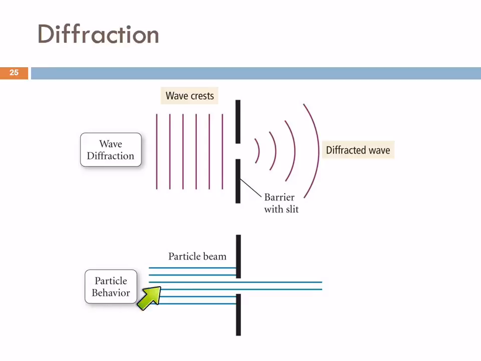Here you're throwing particles at this hole. The ones that hit the hole go straight through. The ones that hit the barrier stop or bounce back, but they don't diffract.